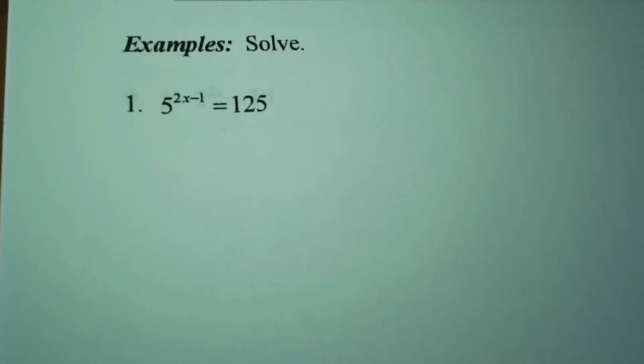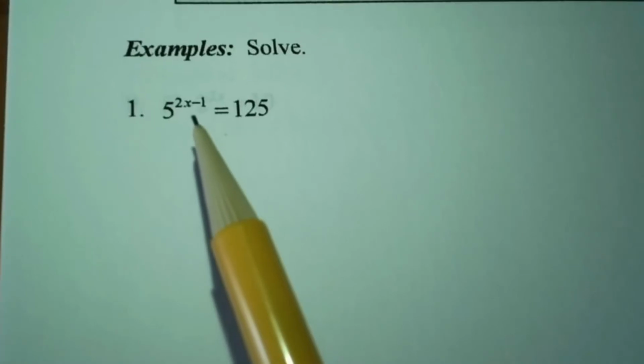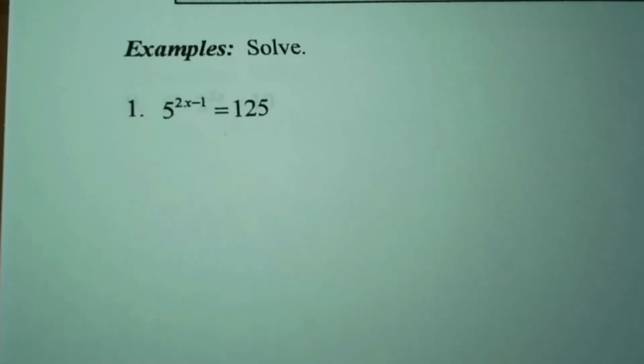In this video, we are going to start our work with solving exponential equations. Exponential equations are equations in which the variable is in the exponent. So this first equation here, 5 to the 2x minus 1 equals 125, is an example of an exponential equation.